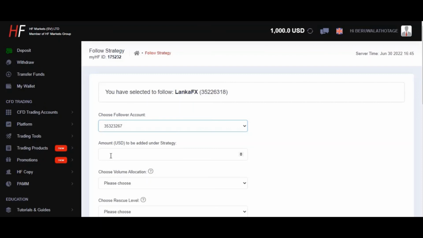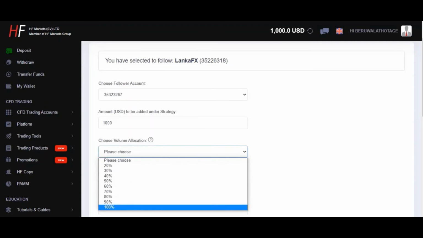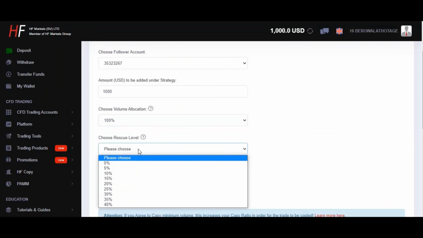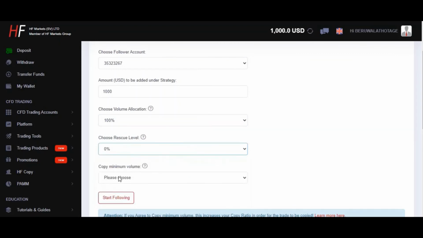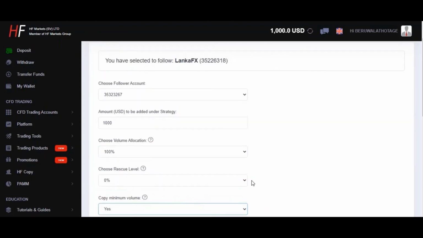Amount in USD to be added under this strategy. As I explained before, you can put minimum 100, but it is always better to put at least 500. Choose volume allocation. I would say 100%. Choose rescue level, I would say 0, and copy minimum volume, yes. So I have to explain these things one by one. Here, choose follow account. You have to select your follow account from this drop down menu.